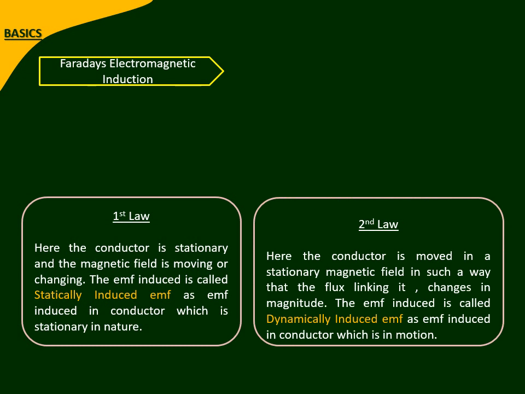What does the second law say? Here the conductor is moving in a stationary magnetic field in such a way that the flux linking it changes its magnitude. So the EMF is called dynamically induced EMF, as the conductor in which the EMF is induced is in motion.